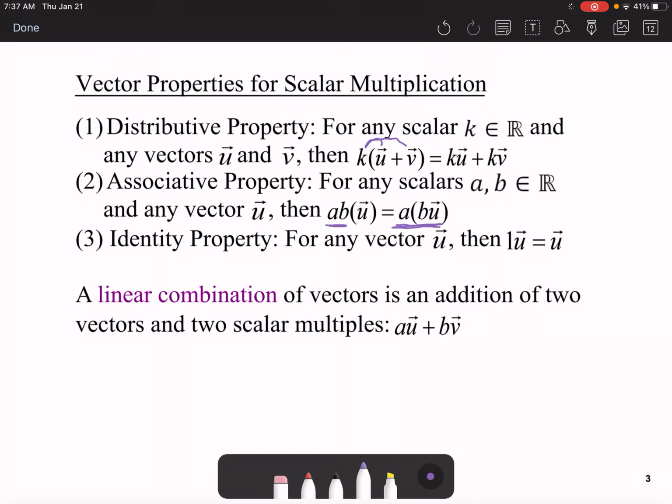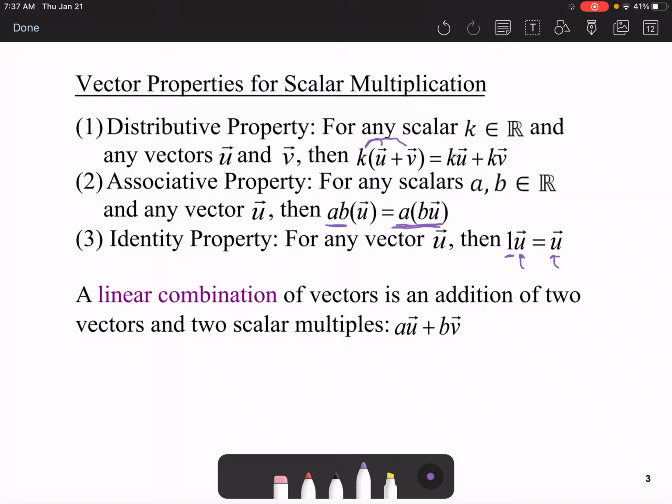And also there's the identity property, where 1 times the vector u just gives you the overall vector u. Again, you don't have to memorize the names of these properties, but you have to be able to apply them.